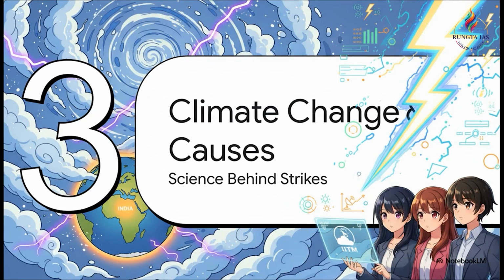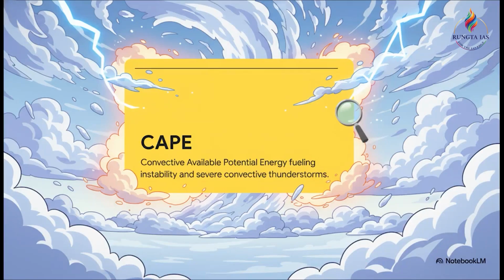Let's transition to Section 3, Climate change and causes, the science behind the strikes. As future administrators, you have to know the why behind the disaster. Relying on a crucial study by the Indian Institute of Tropical Meteorology, or IITM, the key here is understanding the underlying mechanism. Please highlight this term in your notes right now: CAPE, C-A-P-E, which stands for Convective Available Potential Energy. This is one of those high-value, mark-fetching keywords for your GS3 papers. CAPE essentially measures atmospheric instability. So when you have a rise in temperature combined with low-level moisture, CAPE increases, which directly fuels these severe convective thunderstorms over northwest and northeast India.